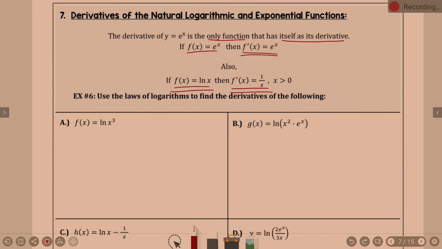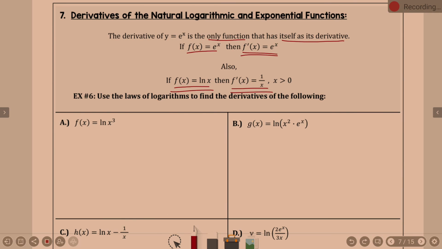Use the laws of logs to find the derivatives of the following. Here's the deal, guys. We have a derivative for natural log. We don't have a derivative for natural log of x to the third. And there's some tricks here. And so, how do I want to do this?